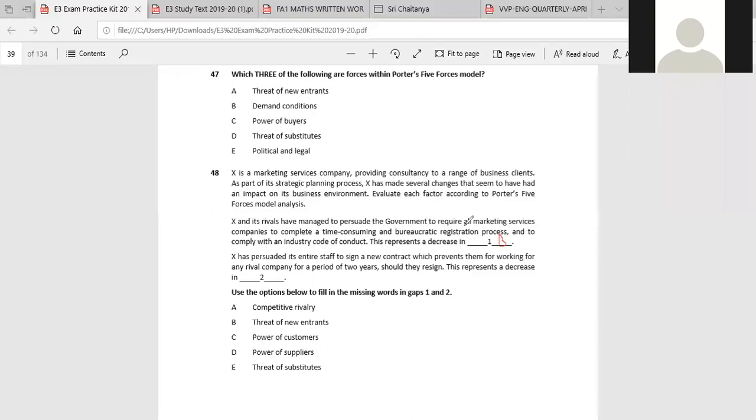Sunita, did you understand that? Okay, second one. Second one talks about they have persuaded their staff to sign a new contract which prevents them from working for any rival company for a period of 2 years. Should they resign? This represents a decrease in dash. Substitutes. Substitutes is about the products.